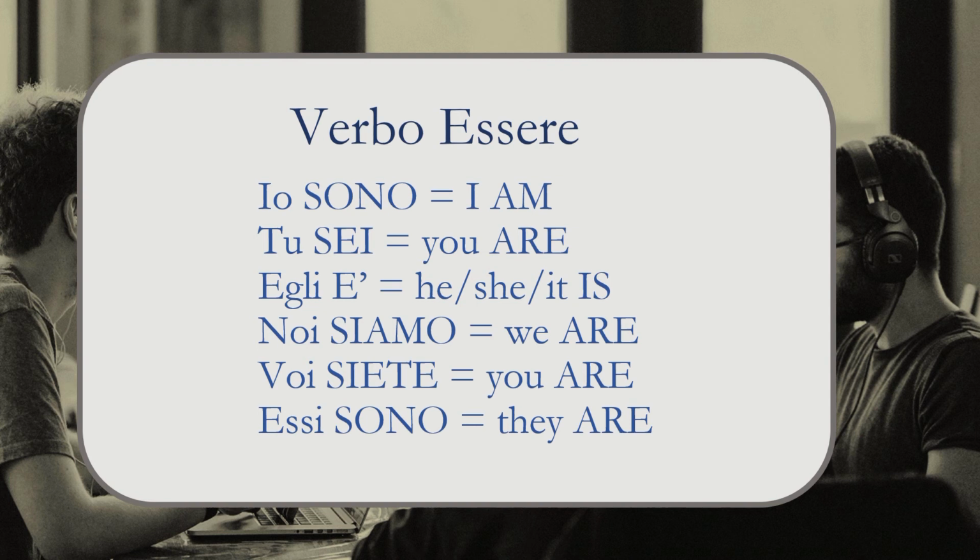And noi siamo, which means we are, and voi siete means you are. Essi sono or loro sono means they are. So let's repeat them again. Io sono, tu sei, egli è, noi siamo, voi siete, essi sono.